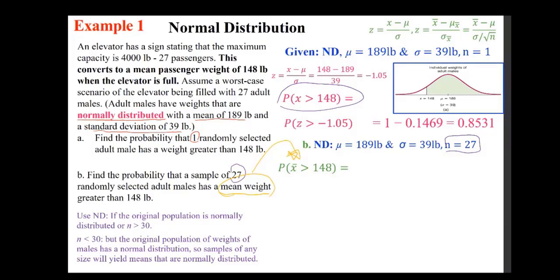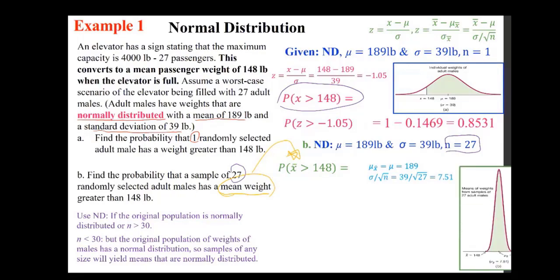Therefore, we're going to use the second formula, z equals x bar minus mu of x bar over sigma of x bar, or x bar minus mu over sigma over square root of n. So mu of x bar is mu, sigma of x bar is sigma over square root of n, 39 over square root of 27, or 7.51. This is as far as the graph is concerned. And we end up with this situation, meaning the probability of a z larger than negative 5.46.